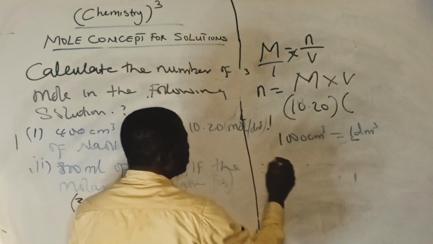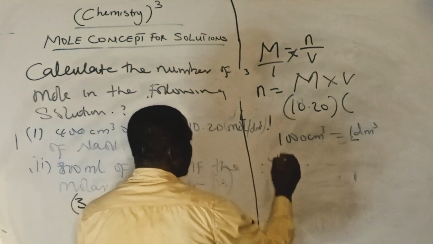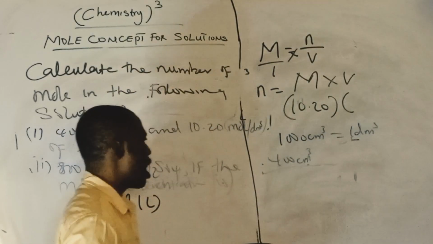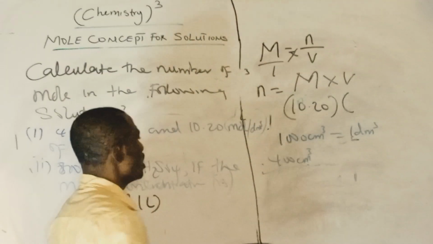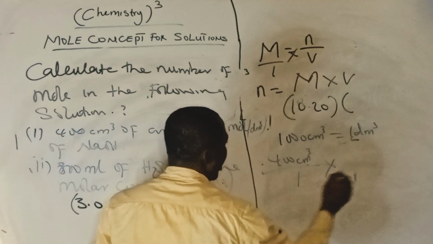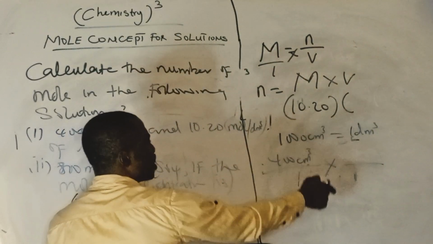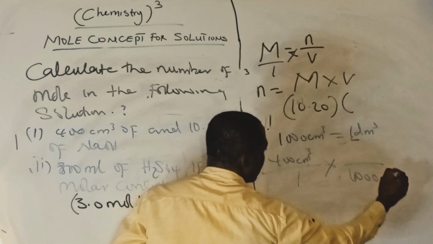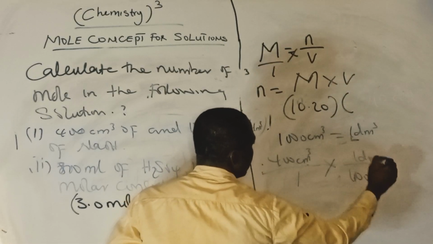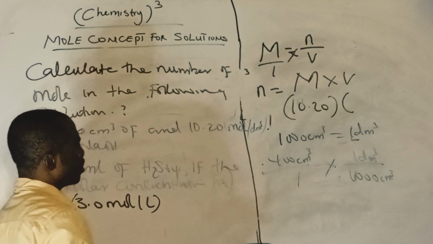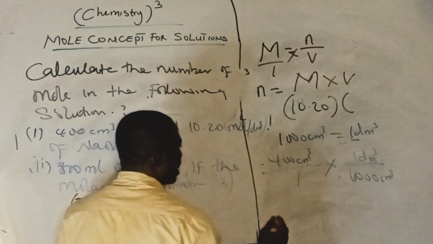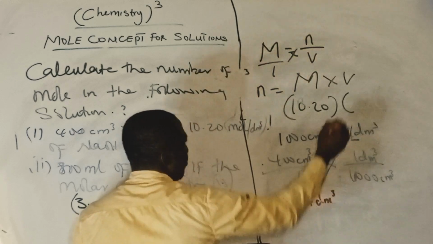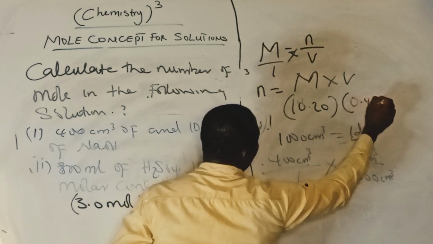Therefore, what you need to do is 400 cm³, use a conversion factor fraction, so that cm³ will cancel cm³. So we have 1000 cm³, and then we have 1 dm³. Now, if you do your math, you're going to have 0.4 dm³. So I'm multiplying with 0.4 dm³.